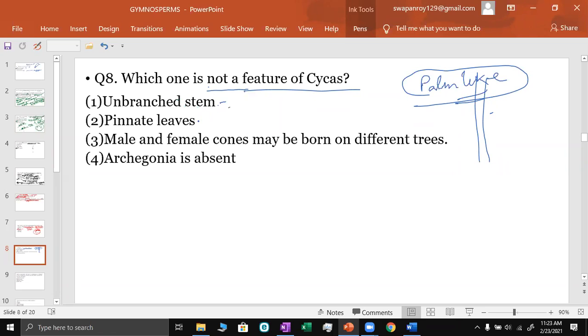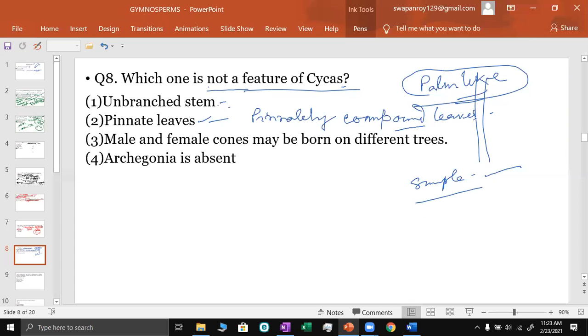In all other gymnosperms the leaves are simple, but in cycas the leaves are pinnately compound. It has a compound leaf. So cycas is unique in many characters.